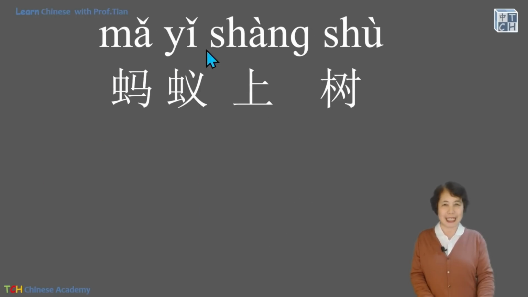蚂蚁上树. So 蚂蚁, yes, they are kind of insects. Look at the radicals here. So they are the ants. And 上 means up, climb up. And the 树 is the tree. So are we going to eat the ants on the tree?